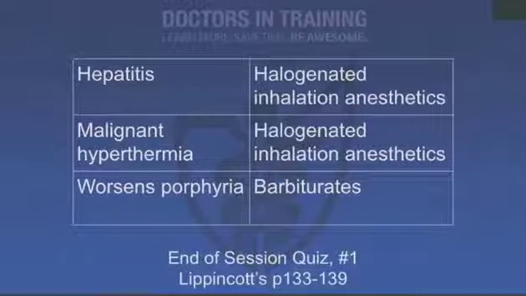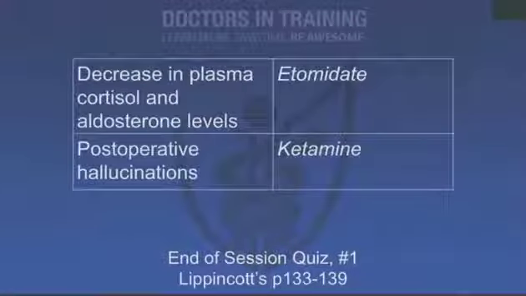Worsens porphyria. This is a good test question. Barbiturates. Increase in plasma cortisol and aldosterone levels. That's etomidate. Post-operative hallucinations. This one's easy because you always remember PCP makes you trip out, just like ketamine, because ketamine is very similar. Next question.